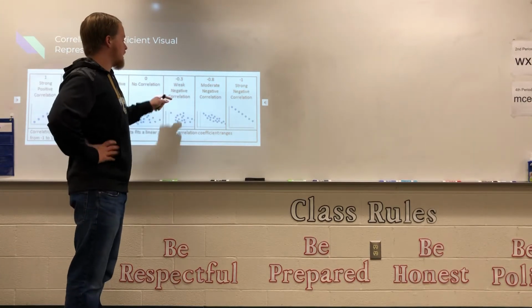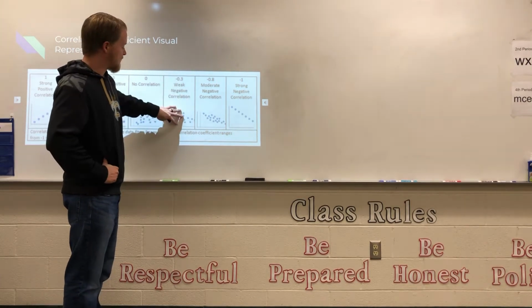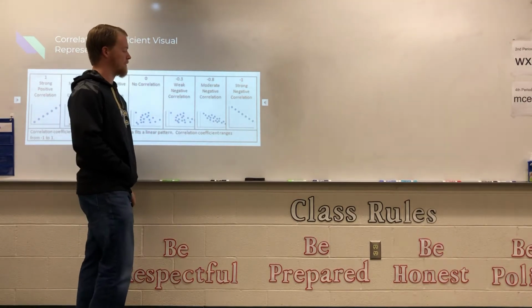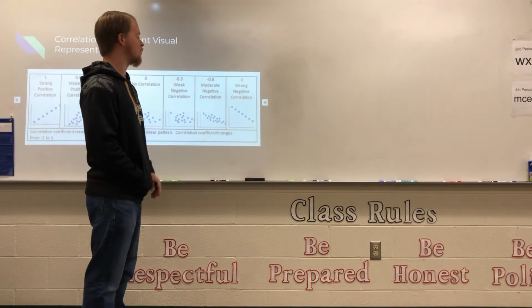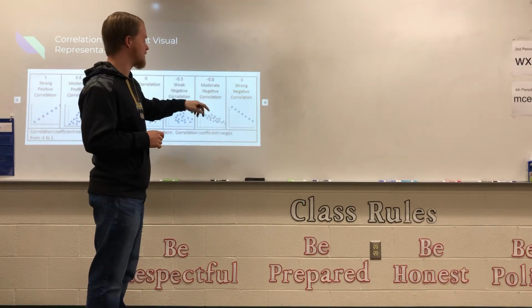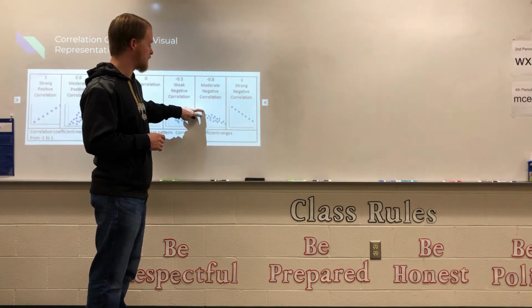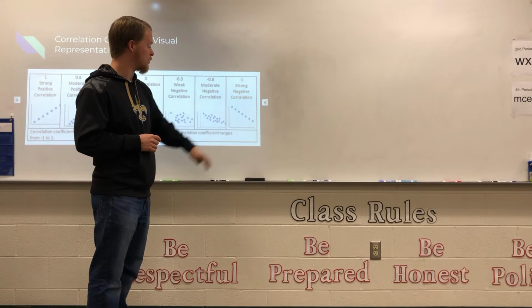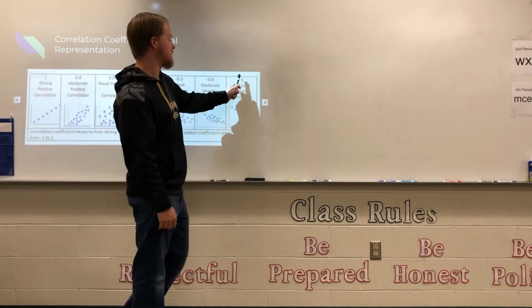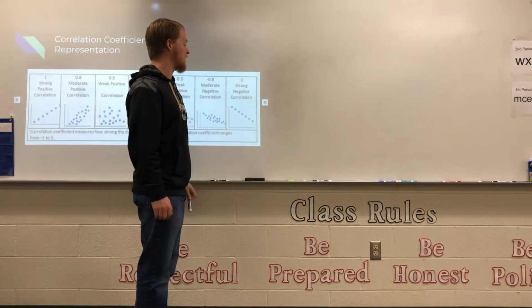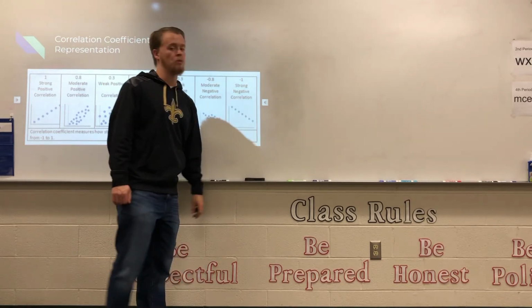Now going into the negative, we have a weak negative, because again, this is very spread out, but it is going in that negative direction barely. And as you get closer to -1, those scatter plot points are getting closer together. So negative 0.8 is another strong negative correlation because it's closer together, moving that way. And then lastly, since it's -1, that means it's a direct straight line. So it's obviously a negative that is very strong as well.